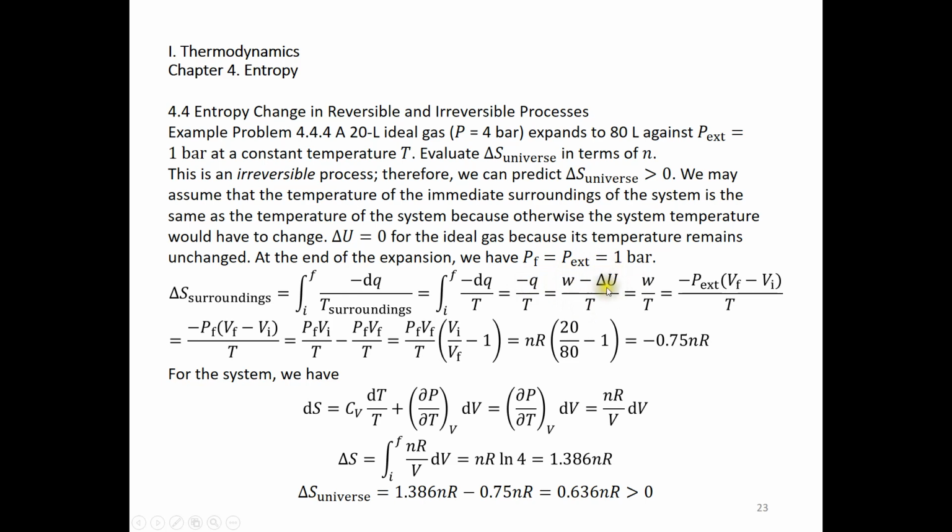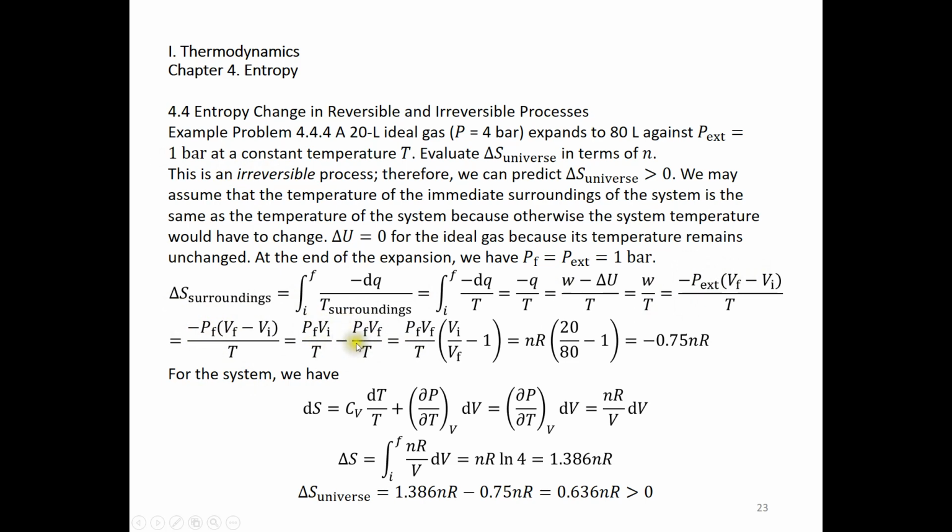Delta U is 0 because it's an ideal gas and it's isothermal. So we have W over T. W is negative P external times V final minus V initial. This forms from the work equation: work is equal to the integral of negative P external dV. And P external is equal to P final, because this system will expand until P final is equal to P external, which is 1 bar. So I'll just replace P external with P final over here, and now we have this expression.